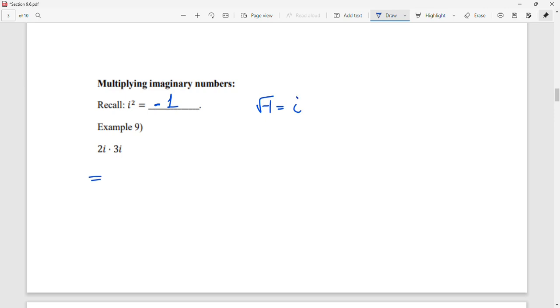Let's multiply 2i times 3i. That's going to give us 6i squared. But remember, i squared is negative 1. So this is in fact 6 times negative 1, which we can simplify as negative 6.